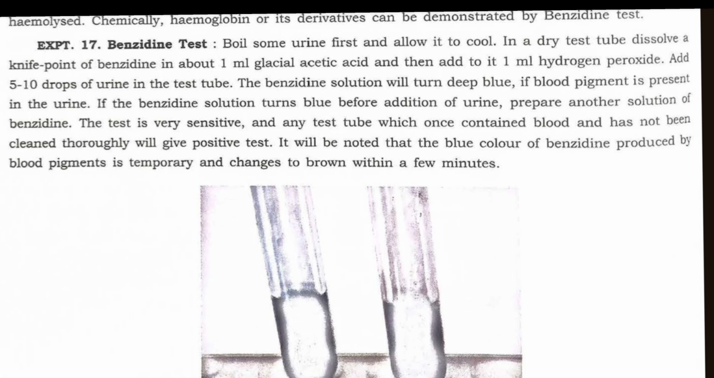Boil some urine first and allow it to cool. In a dry test tube, dissolve a knife point of benzidine in about 1 ml glacial acetic acid and then add to it 1 ml hydrogen peroxide. Add 5 to 10 drops of urine in the test tube. The benzidine solution will turn deep blue if blood pigment is present.